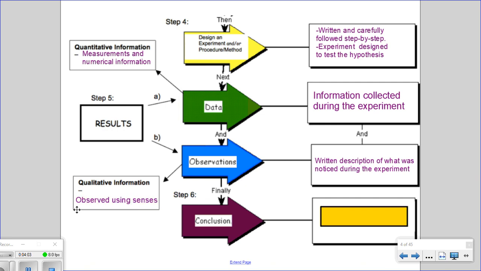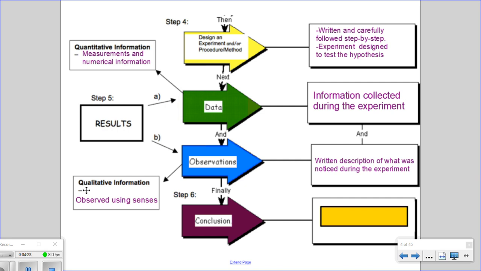Now, with these written descriptions of what you have observed, this takes the form of qualitative information. And these are things that are observed using your senses. So, you observe that the plant is green, for example. And maybe in the plant that is growing in conditions with low sunlight, it turns a pale yellow. That would be qualitative information.